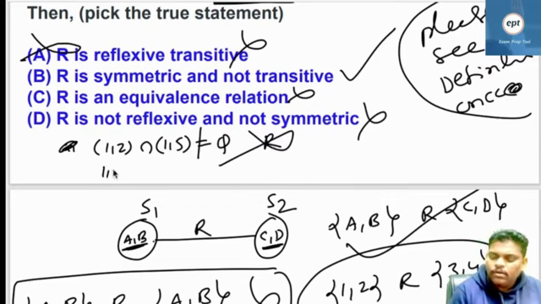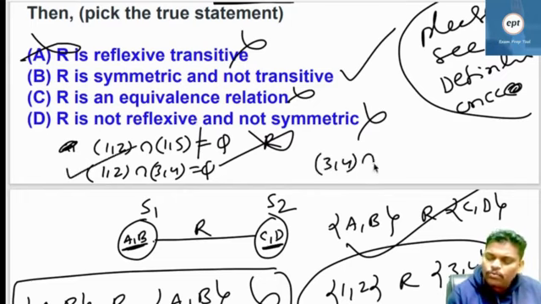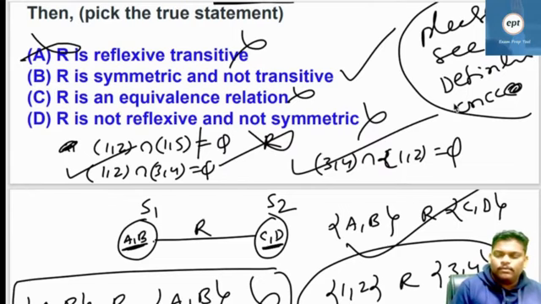Next one. 1, 2 and 3, 4: is the intersection phi? In the relation, this should be there. Next one, 3, 4 and 1, 2: intersection phi, so in the relation it should be. Between two sets, if the intersection is phi, they should be there in the relation.